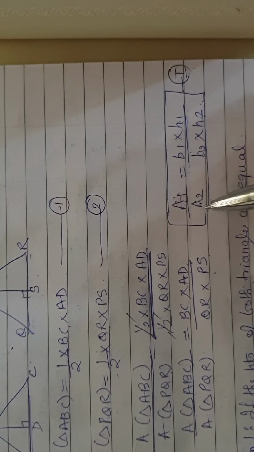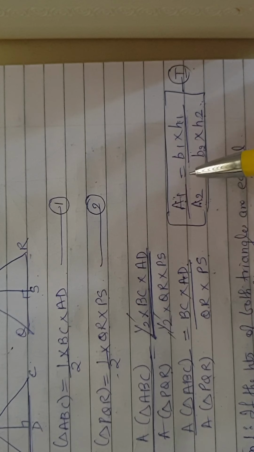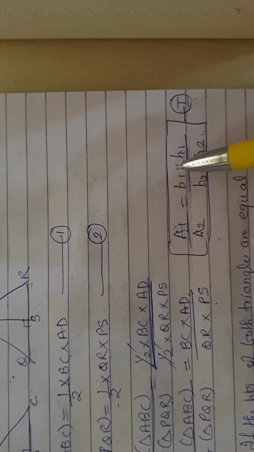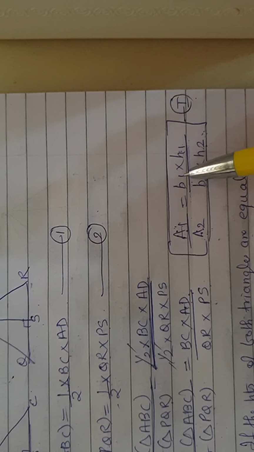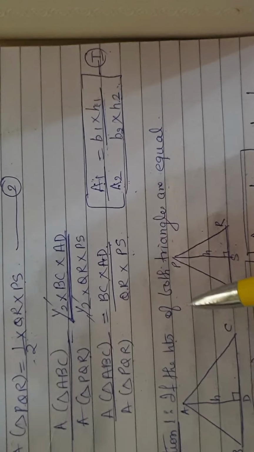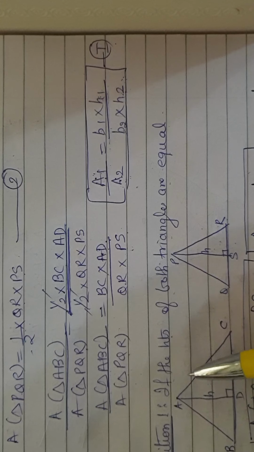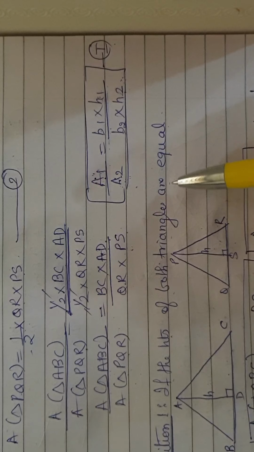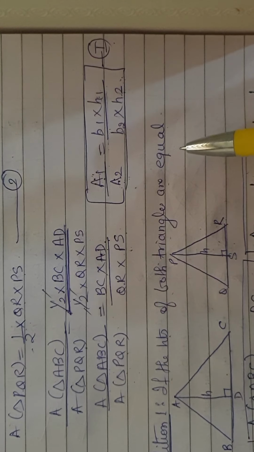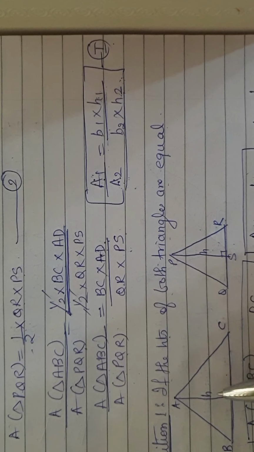So when I say it in words, it says that the ratio of the areas of two triangles is equal to the ratio of the product of the corresponding base and the height. Similarly, now we come to a condition here, condition 1. If the heights of both the triangles are equal, then what will happen now? If the heights are equal, then what is going to happen, children?